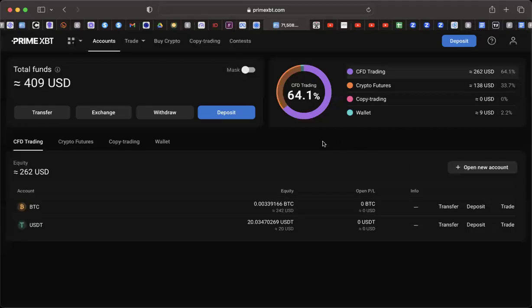All right, you're welcome. This is an introduction to a one-stop trading platform where you can trade CFDs, crypto futures, copy trade, and all manner of things. This is called Primexbt, and those of you on private mentorship have sent us.